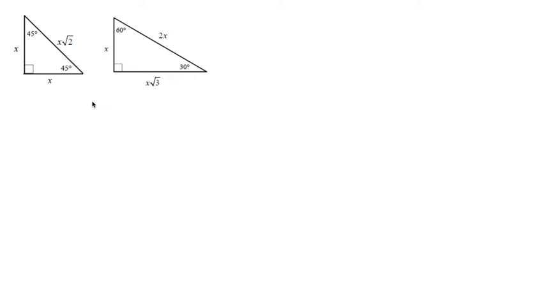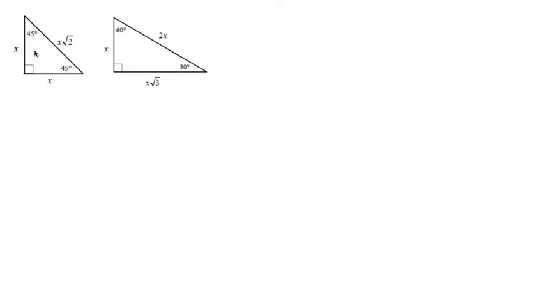All right, so here we have these two triangles, right? These are special right triangles. We call this a 45, 45, 90. And we call this one a 30, 60, 90. And the key here is the relationship between the three sides of these two special triangles, okay?